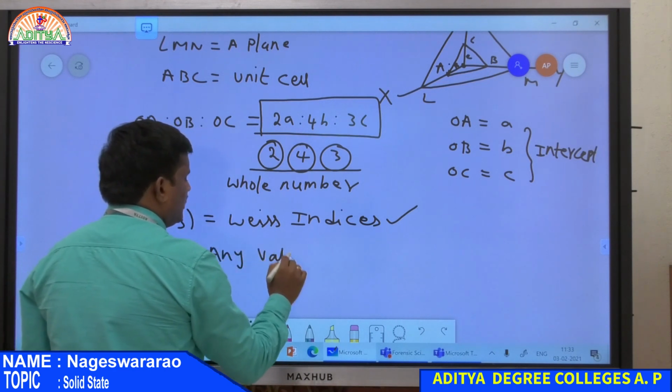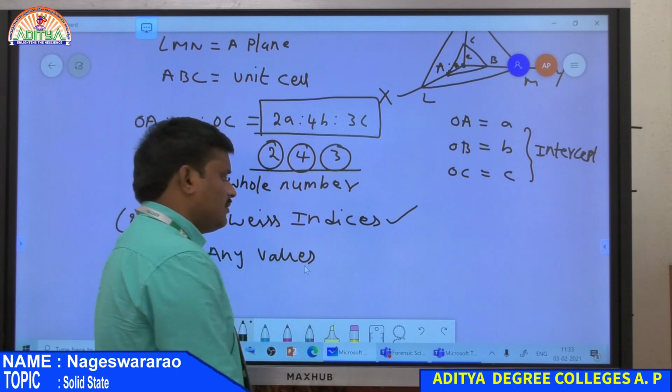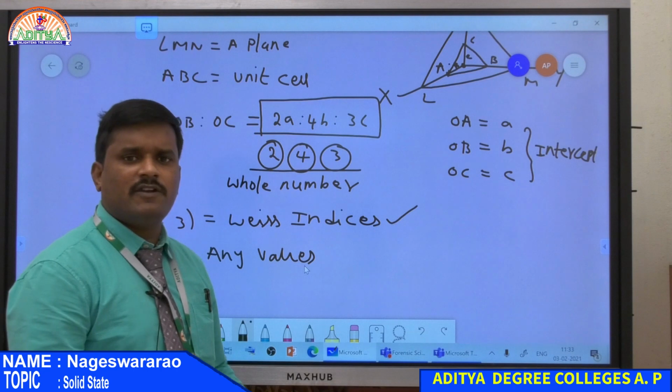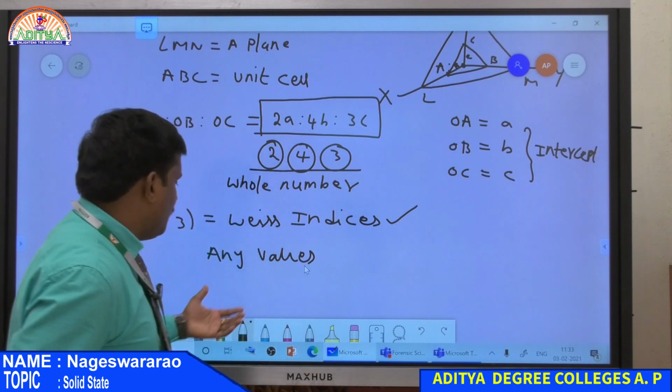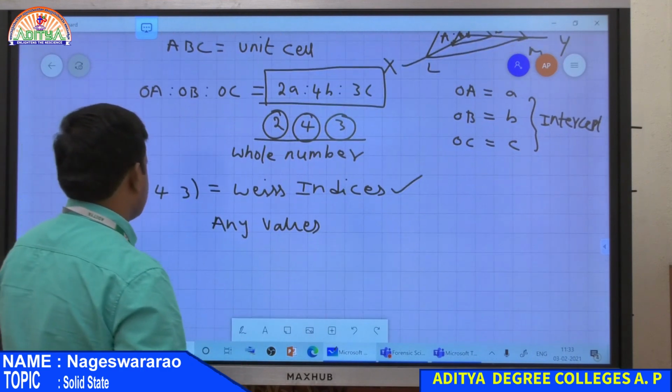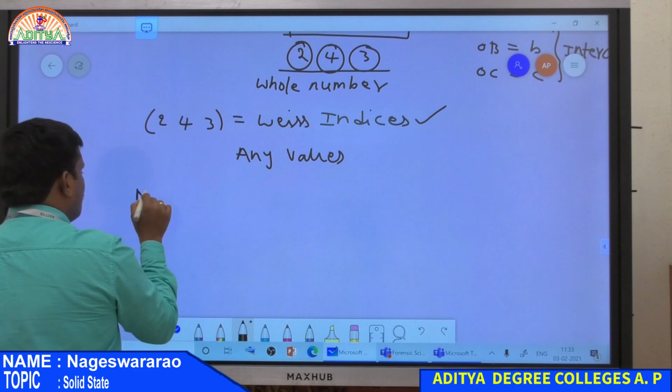So these Weiss indices may be any values, that is 0, 1, 2, 3 and also 1 by 2, 3 by 2 and also 1 by infinity. Whatever it may be, it is simply a rational number. These are also replaced by Miller indices. So these are Weiss indices, and now Miller indices.